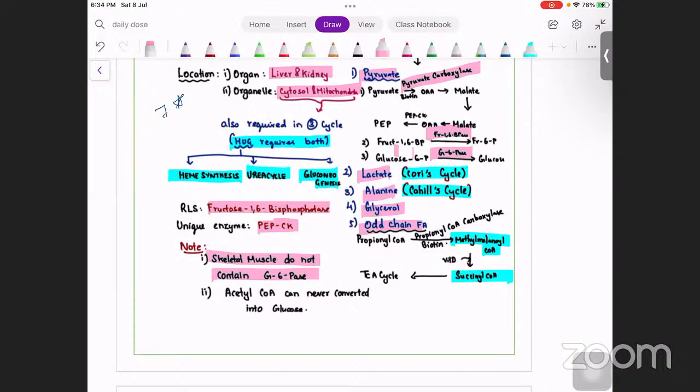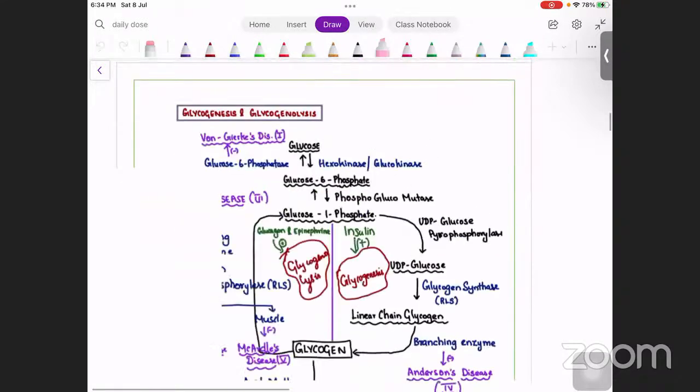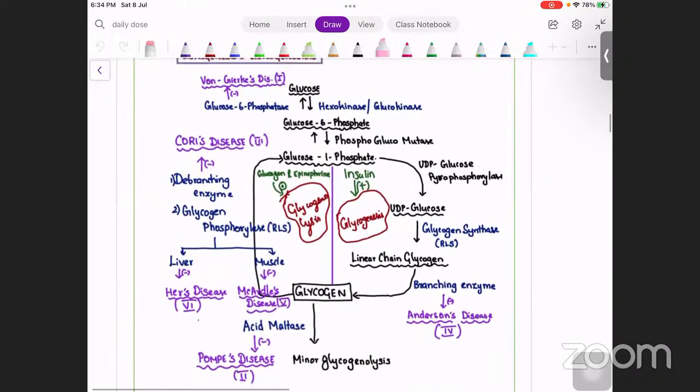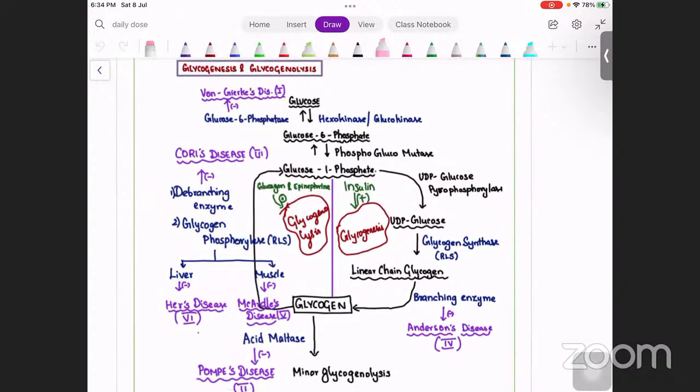Your skeletal muscle does not contain the glucose 6-phosphatase enzyme, and your acetyl CoA can never be converted into glucose. This is one of the very, very important MCQs that you should not miss. Remember these two things and do not forget them. Next area of interest is gluconeogenesis and glycogenolysis.